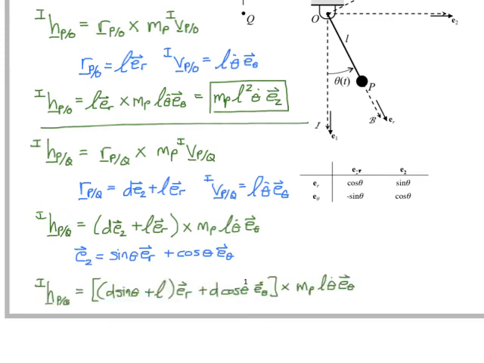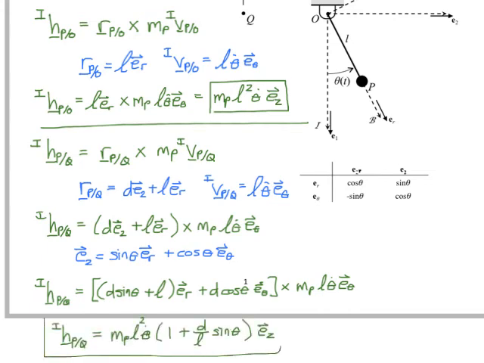And then when we calculate the cross product, we have an ER cross with E theta, which will give us a quantity in the EZ direction. And then we have E theta cross with E theta, which any vector crossed with itself is going to be 0. And so then our final expression is the mass at point P multiplied times L squared theta dot, then all that quantity multiplied times what's in this parentheses, which is 1 plus d over L sine theta.